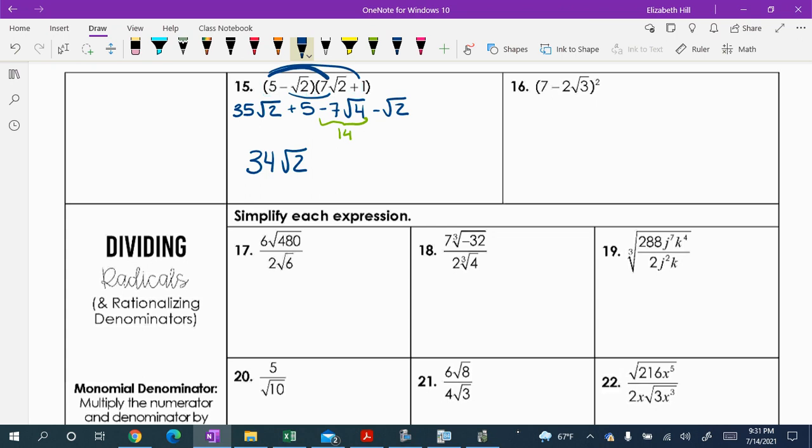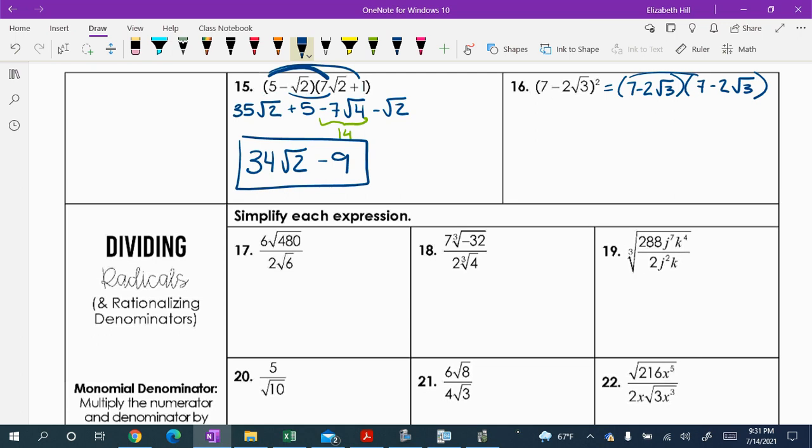And 5 minus 14, so that's going to give us negative 9. Now, if you did negative 9 plus 34 square roots of 2, that is completely fine. 16, squaring something. Don't just square everything. You need to expand and FOIL this out. If there's something you leave this class remembering how to do, it's recognizing that you have to expand and then FOIL.